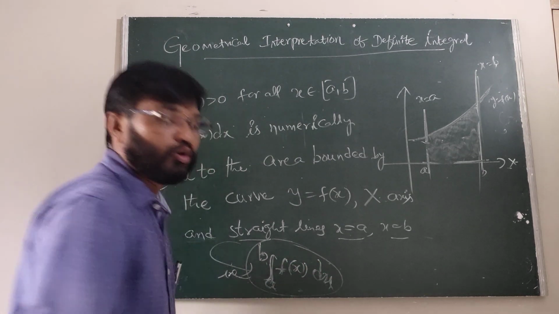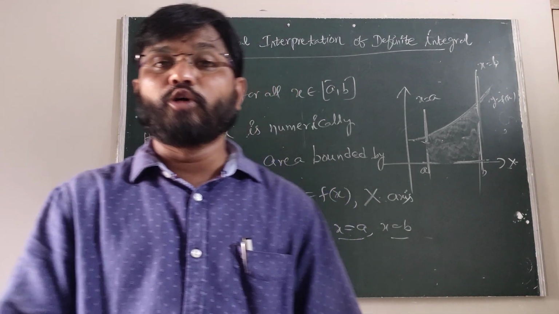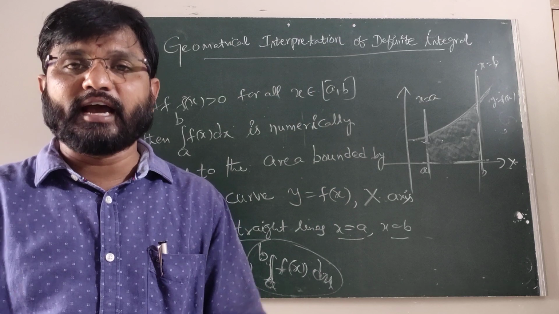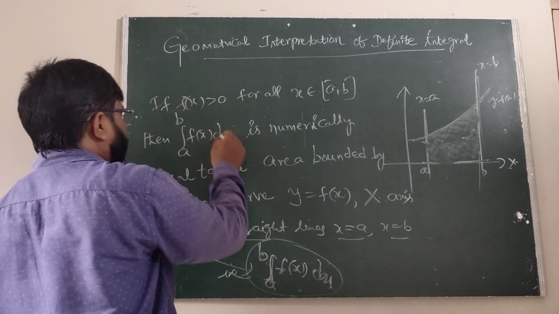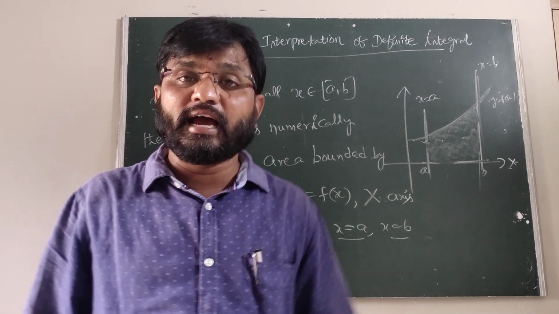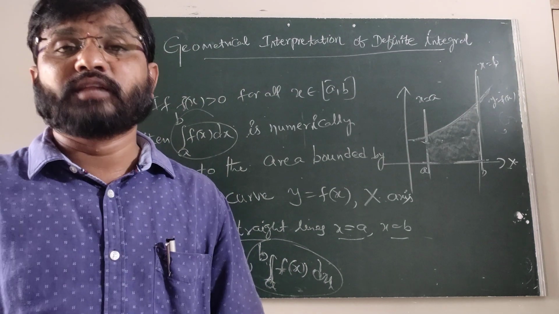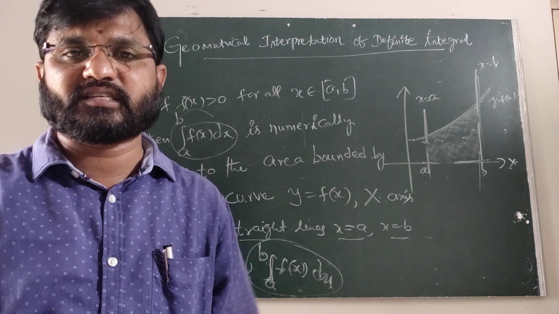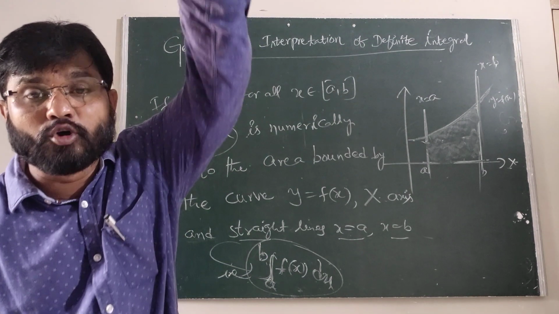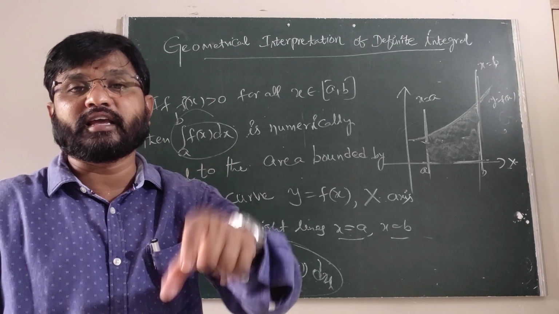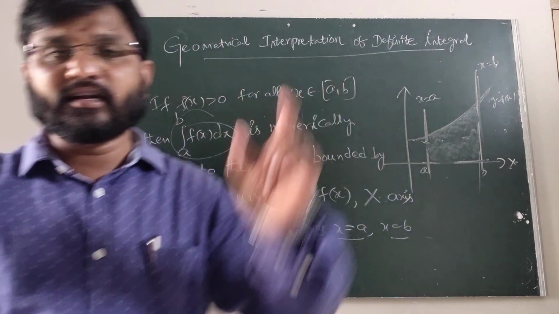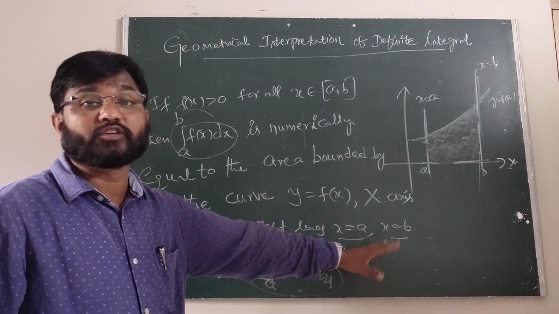This is the most important. All of you listen here. How to find the area of the curves between two lines with the x-axis? We have to take only the definite integral. What is the use of the definite integral? We have to find the area of the curve bounded by the lines and the x-axis. That's why the integral of a to b f of x dx is numerically equal to the area bounded by the curve y equal to f of x, the x-axis, and the straight lines x equal to a and x equal to b.